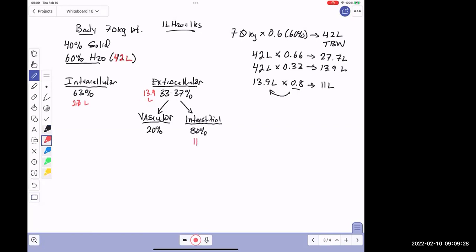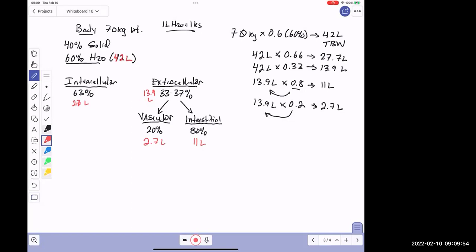So 11 of that 13.9 liters is in the interstitial compartment. And then finally, the vascular compartment. All right. So again, 13.9 liters, and I'm going to multiply that by 0.2. That's 20% of that 13.9 liters. And that's going to give me about 2.7 liters. And so 2.7 liters of water.